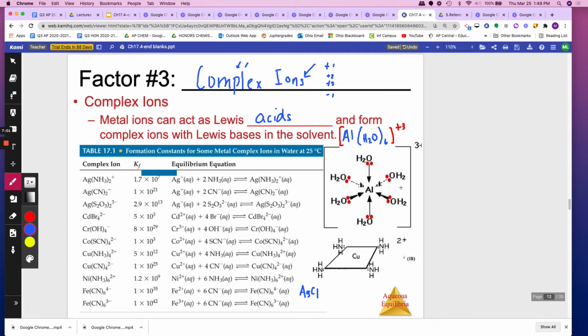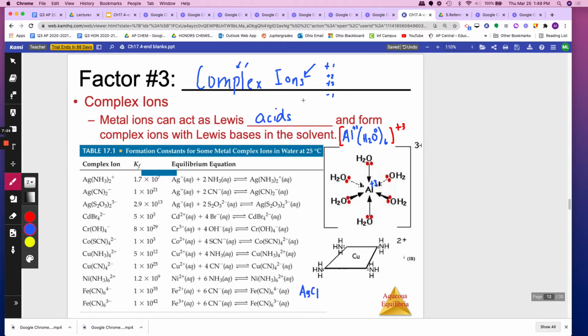Here, aluminum has a plus 3 charge and water all around it. There are 6 of them, and it's written like this: Al(H2O)6, an aluminum complex with 6 waters. And the whole thing has a charge of plus 3 because aluminum has a plus 3 charge and water has 0 charge, so 0 plus 3 is a total of plus 3.